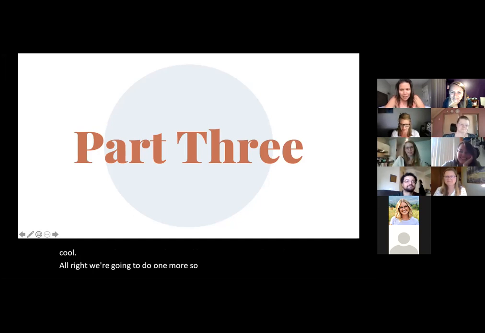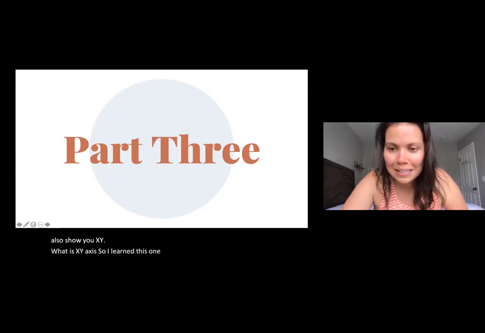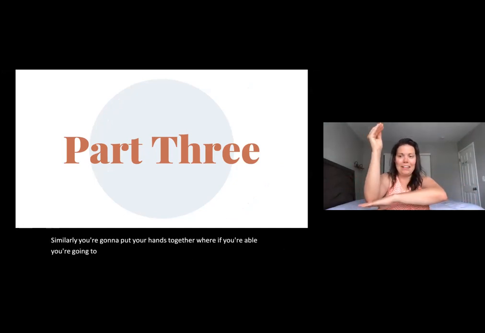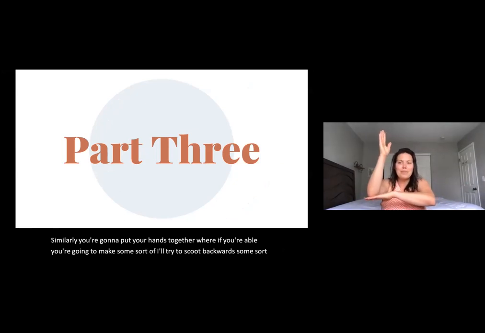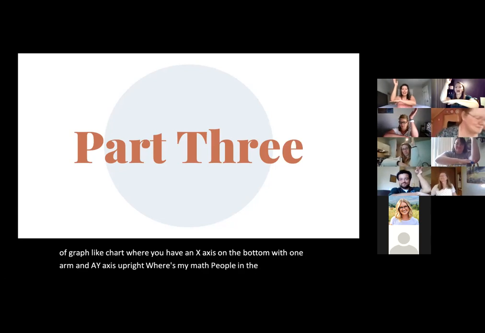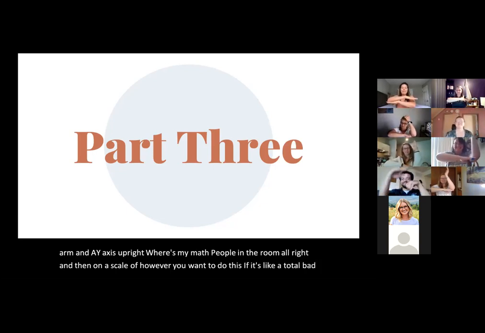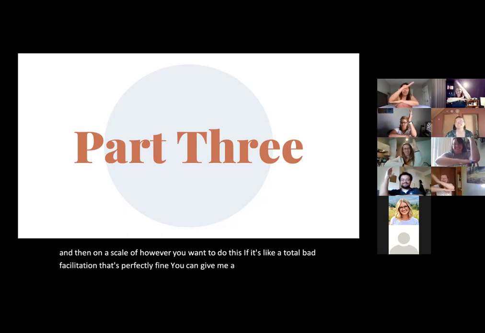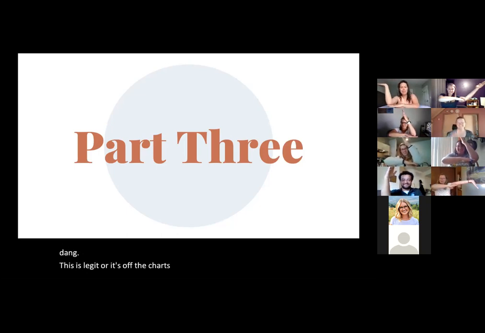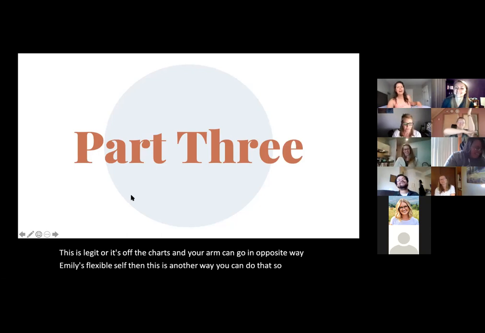So that's thumbdar. I'm also going to show you the XY axis. I learned this one the other day. Similarly, you're going to put your hands together, if you're able to, and make some sort of graph-like chart, where you have an x-axis on the bottom with one arm and a y-axis upright. Where's my math people in the room? Then on a scale of however you want to do this, if it's a total bad facilitation, that's perfectly fine, you can give me a subpar rating. If you feel like this is pretty good and I'm learning something, or if it's like, dang, this is legit, or it's off the charts, and your arm can go an opposite way like Emily's flexible self, then this is another way you can do that. So cool. All right, we did a little stretching.